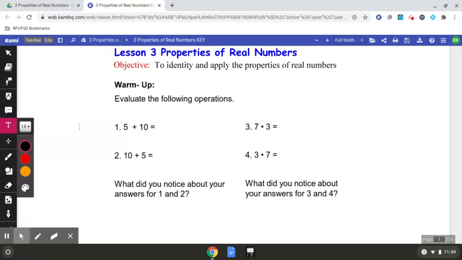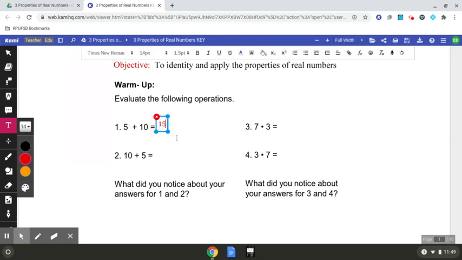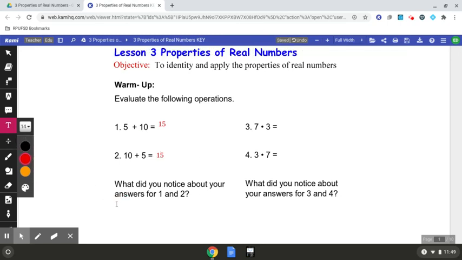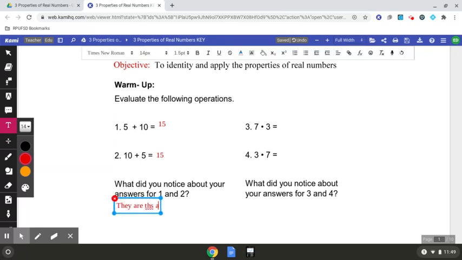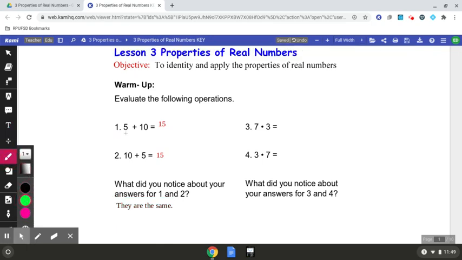Okay, so if you paused it, you should have noticed that for number 1, 5 plus 10, you get 15. And then for 10 plus 5, it's the same answer, 15. So what do you notice about your answers? I kind of just said it. They are the same. If you look at numbers 1 and 2, all that really changed here is the position of my 5 and my 10. My answer stayed the same, but the position of my numbers changed.